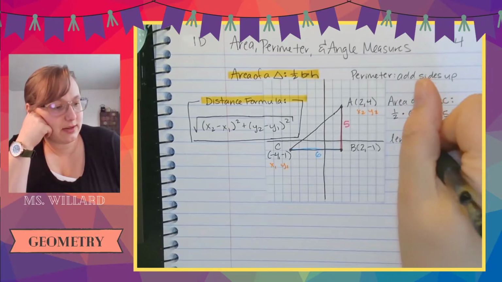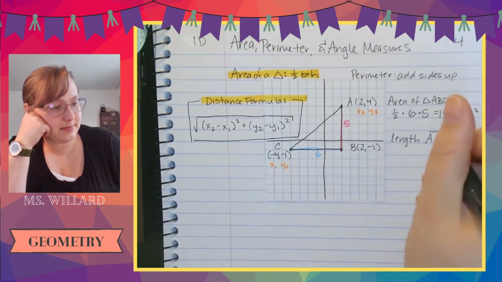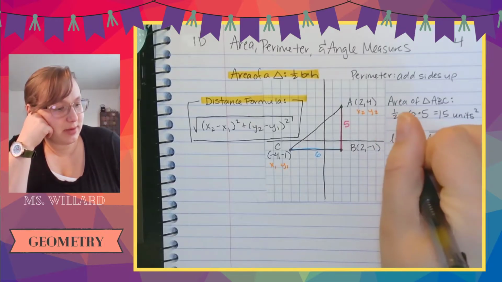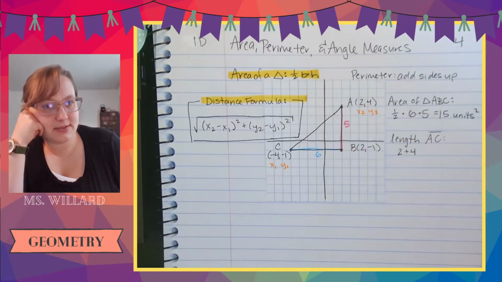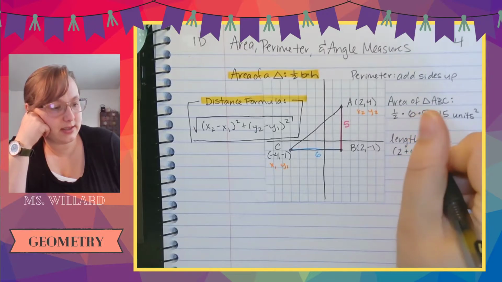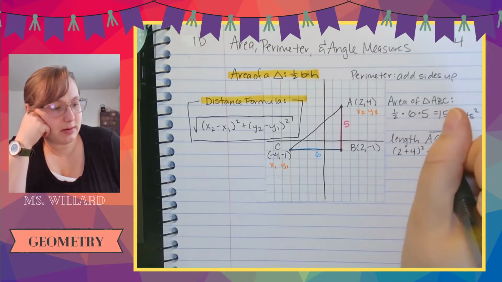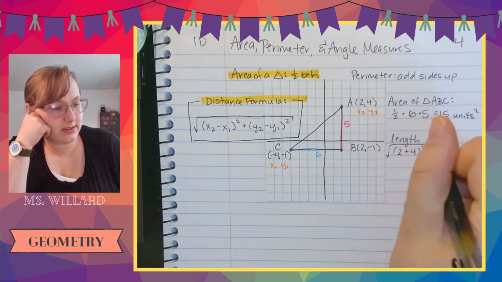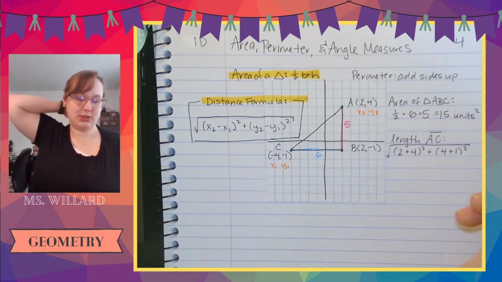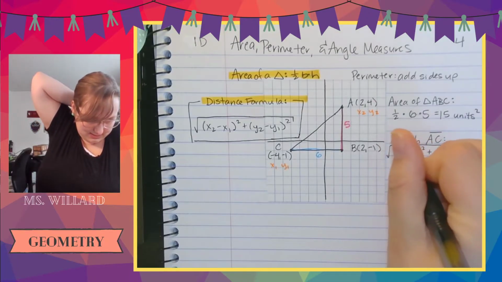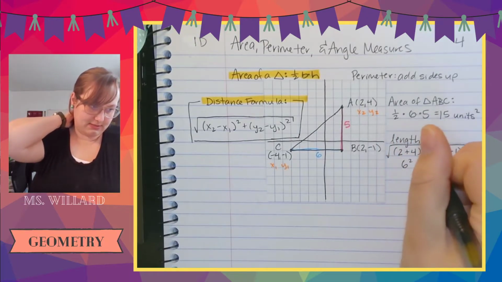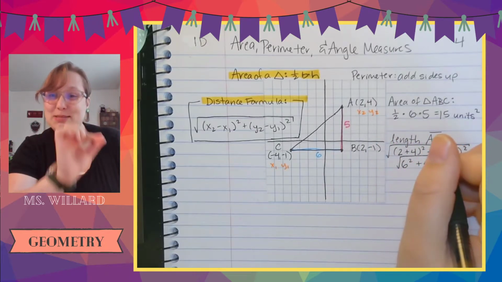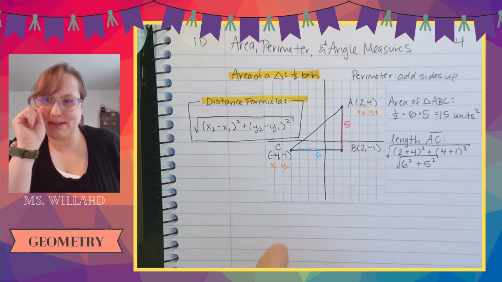It's okay. So if I wanted to find the length of segment AC, I would do 2 minus -4, which is like a +4 squared, and then 4 minus -1, which is like a +1 squared. And then I square root that whole thing. So 2 plus 4 is 6, so I'm going to do 6 squared. 4 plus 1 is 5. That's 5 squared.